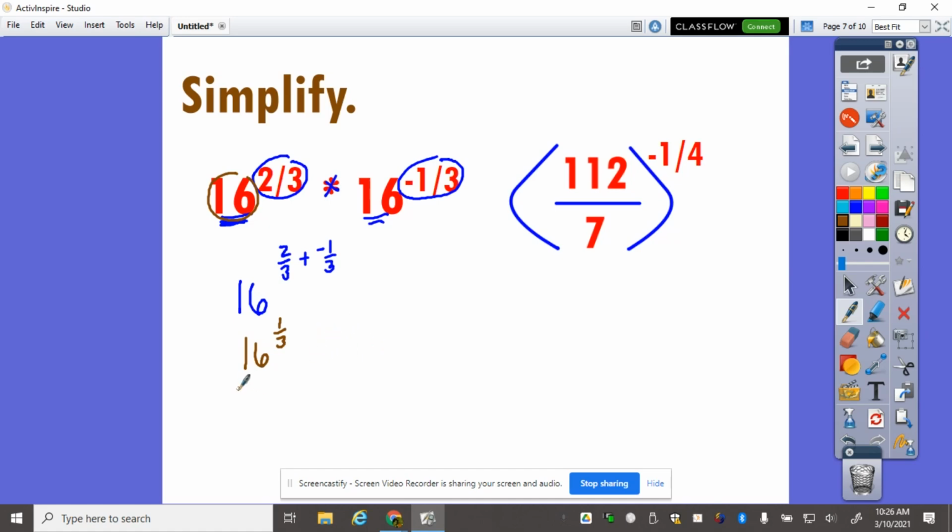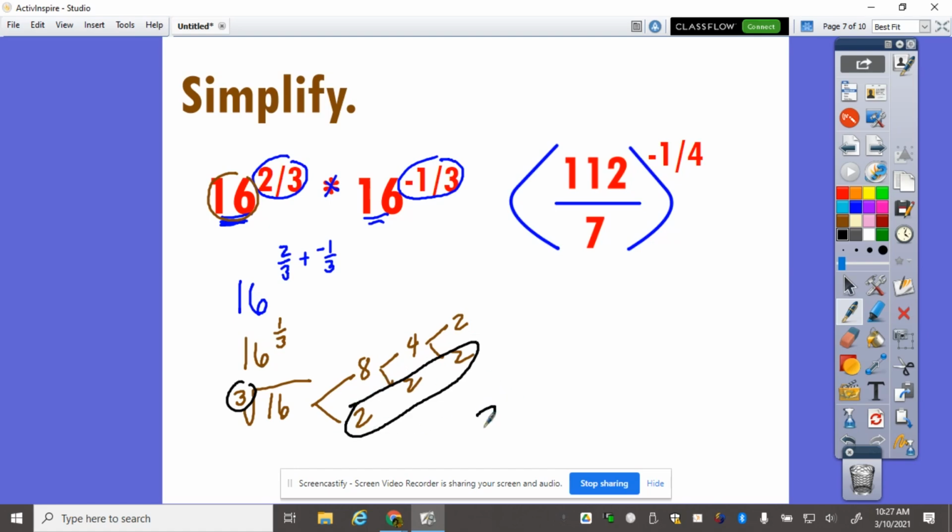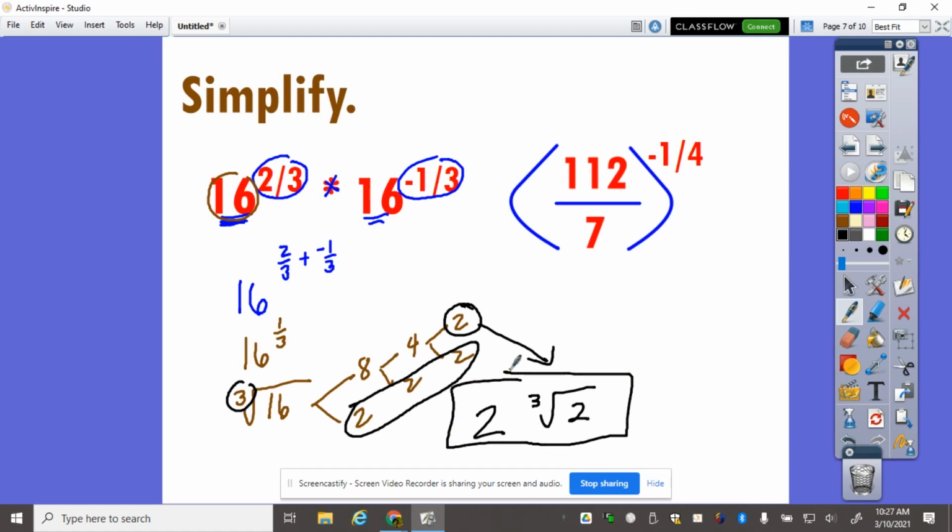Now put it back in radical form. So the index is 3. 16 to the 1 is invisible. Now we can break down the 16 into 8 and 2. 8 is 4 and 2, and 2 and 2. How many should be in the group? The index is 3. So 1, 2, 3. So a 2 will step out. Cube root of 2, because this 2 here is left out, so it stays inside the radical sign. Kaboom.